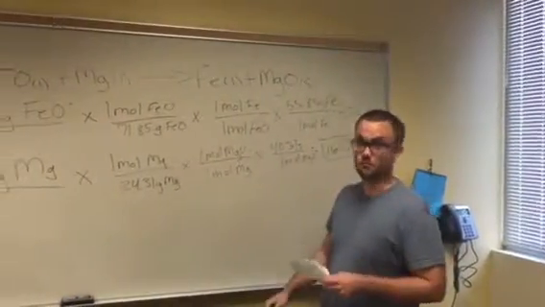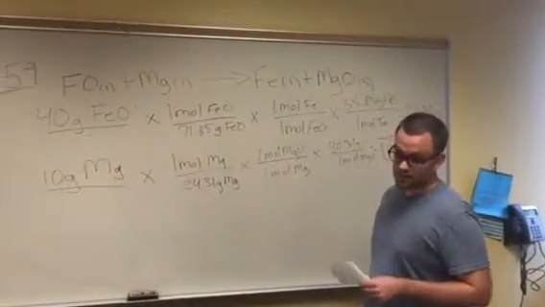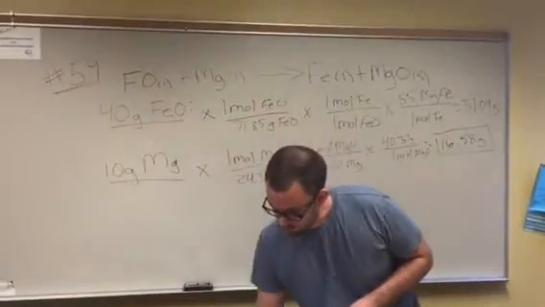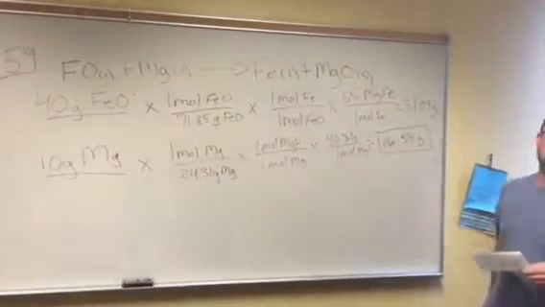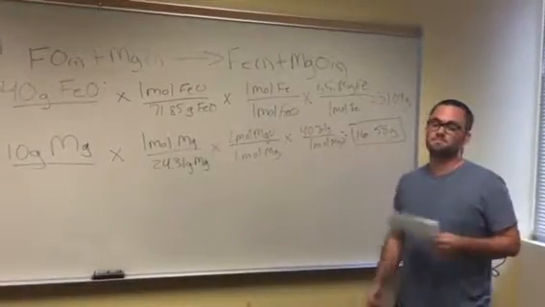to be the limiting reagent, meaning that I believe it was asking for the mass of iron produced, so the mass of iron produced is going to be 16.58 grams. That is all.